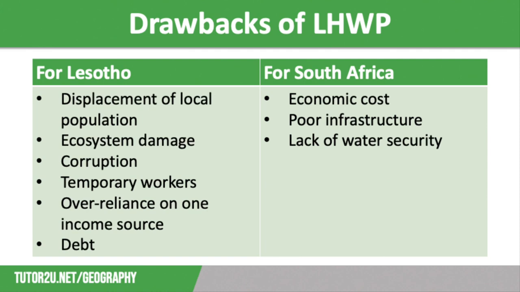Poor infrastructure is also an issue. 40% of all water transferred is actually lost through leakage, and this is linked to poor maintenance of pipes and tunnels. And our final disadvantage is the lack of water security.